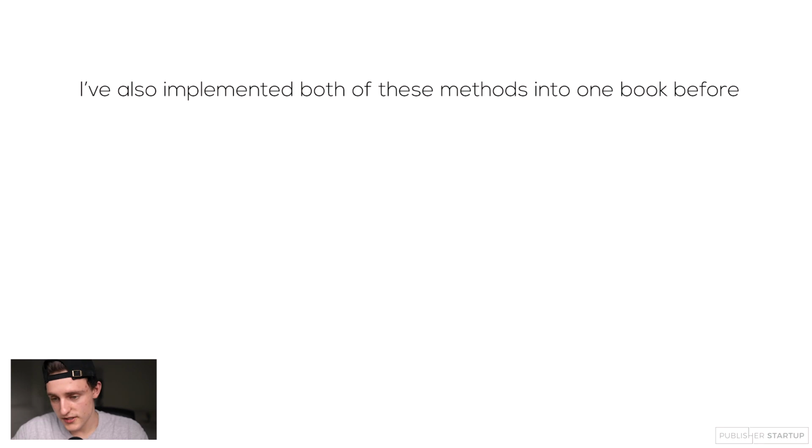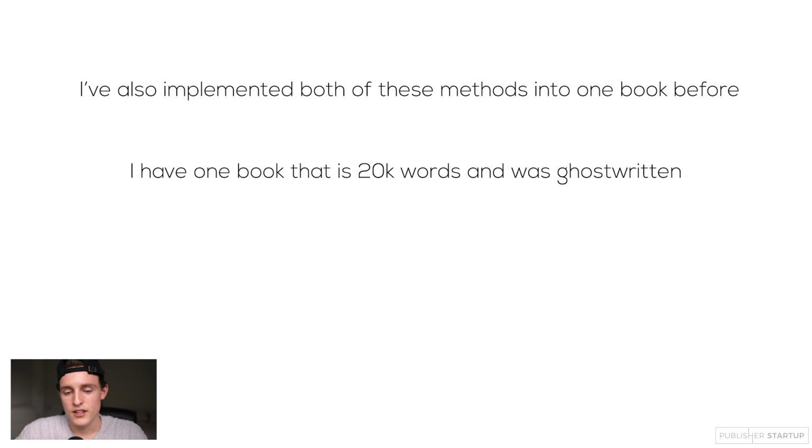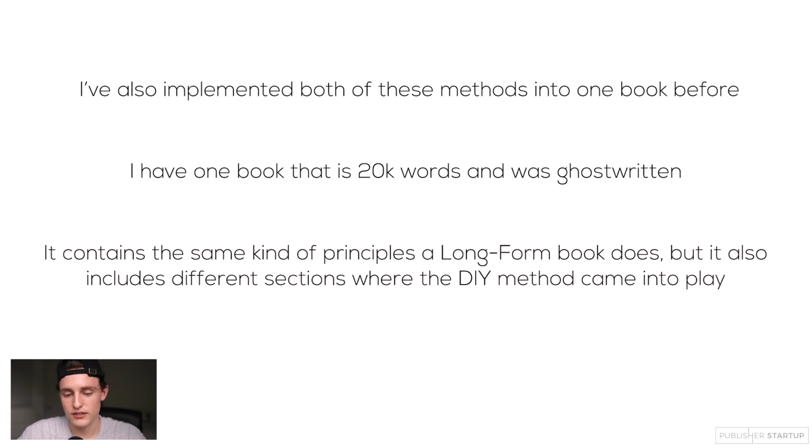So the last thing here is getting creative. I've also implemented both these methods into one book before, the long form consistency method and the DIY method in one book. So you can do that as well. I have one book that is around 20,000 words in length, and it was ghostwritten. It contains the kinds of principles that you'll find from a long form book, but it also includes different sections where the DIY method comes into play.